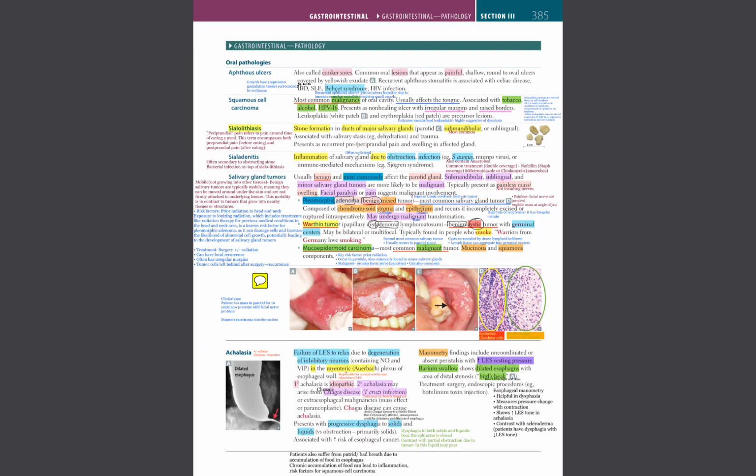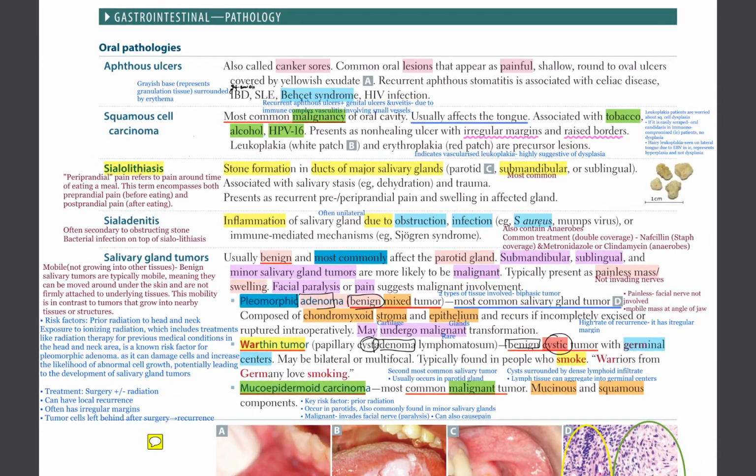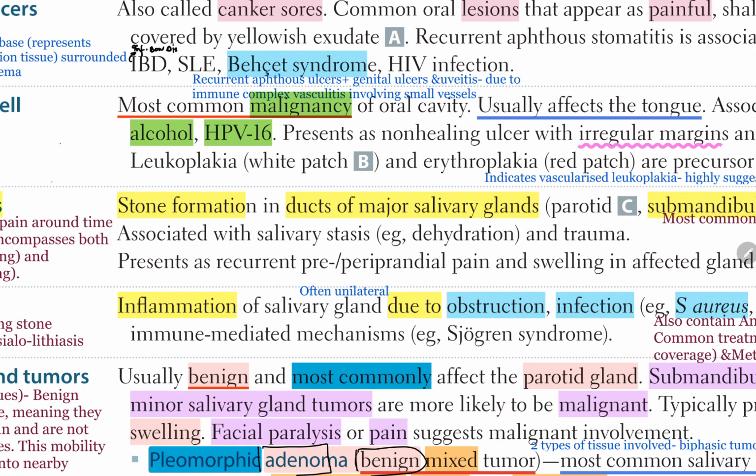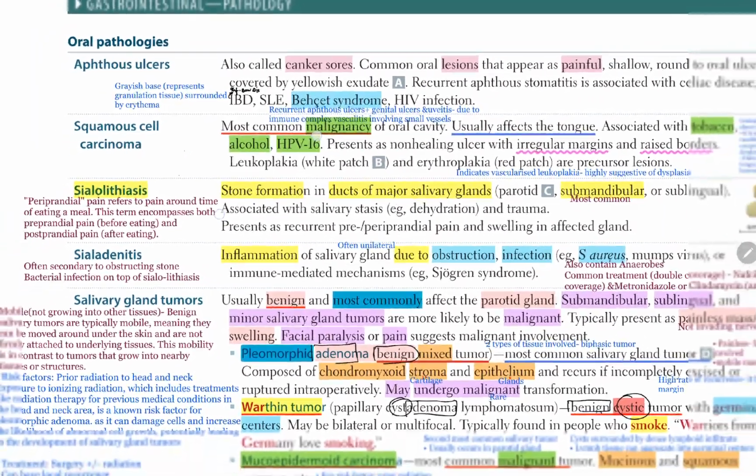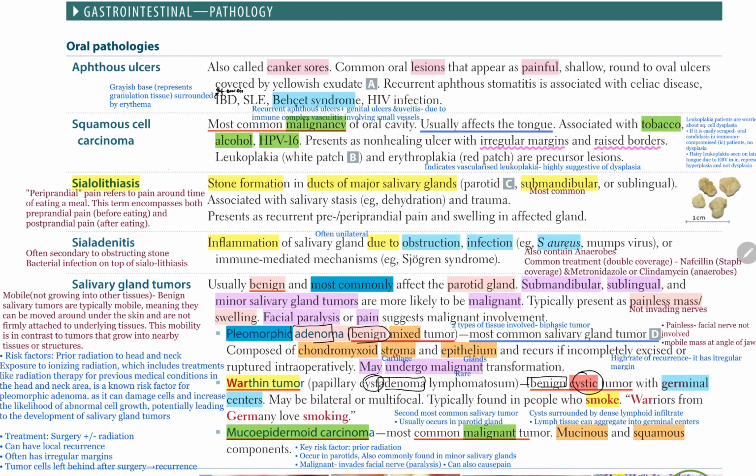Recurrent aphthous stomatitis is associated with celiac disease, inflammatory bowel disorders, which include Crohn's disease and ulcerative colitis, SLE, systemic lupus erythematosus, Behçet syndrome, and HIV infection. Behçet syndrome has recurrent aphthous ulcers plus genital ulcers plus uveitis, and this occurs due to immune complex vasculitis involving small vessels. Aphthous ulcers have a grayish base. It represents granulation tissue, and it is surrounded by erythema or redness.